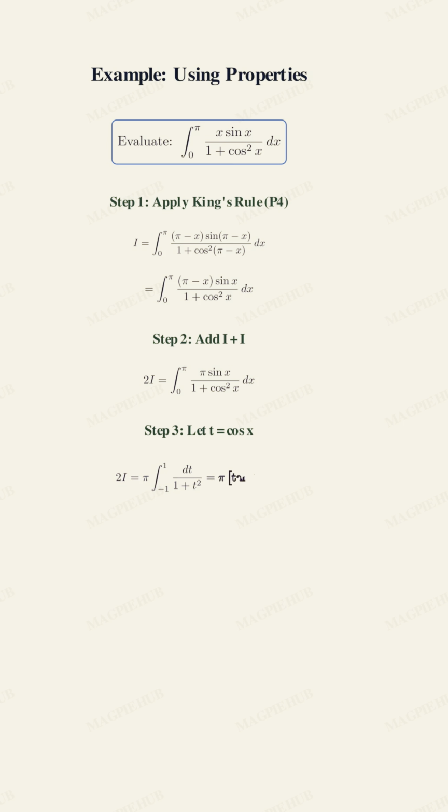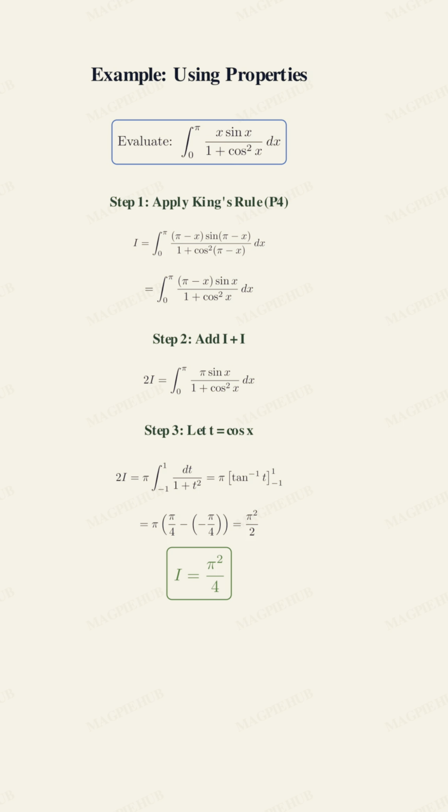Here is a classic JEE problem. Evaluate the integral from 0 to pi of x sin x over 1 plus cosine squared x dx. Step 1. Apply King's rule with a equals 0 and b equals pi. Replace x with pi minus x. Sine of pi minus x is sin x, and cosine of pi minus x is negative cosine x, so cosine squared is unchanged.